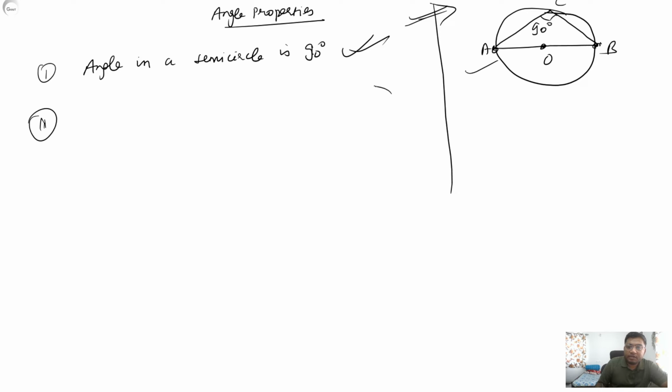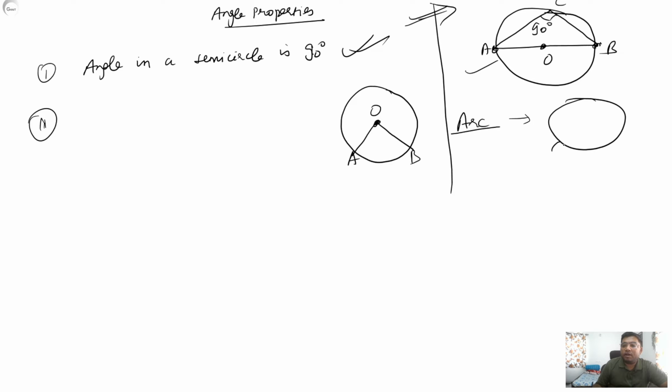So, second theorem. I'm going to draw the diagram here because pretty much the diagram itself is a theorem, so you need to spot this. Okay. So we have a center here and we have an arc AB. What is an arc, first of all? An arc is basically a curved part of a circle.